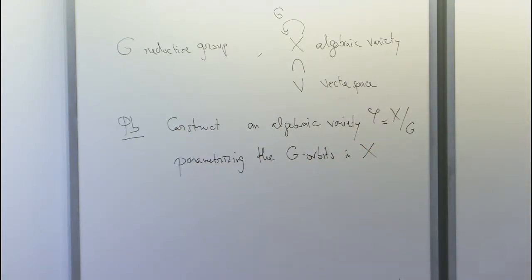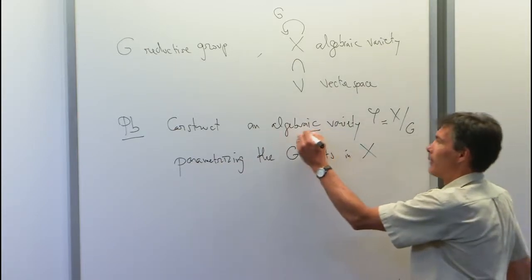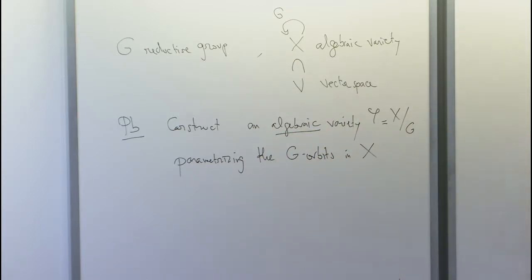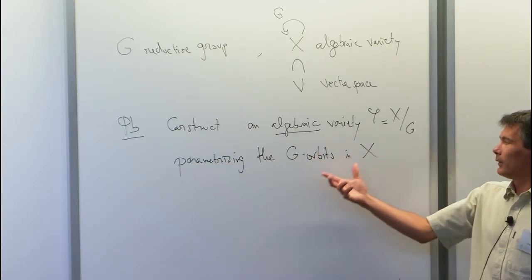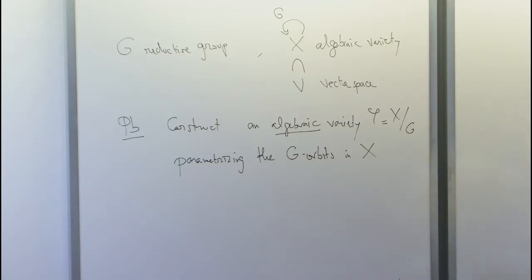Of course, if you forget the algebraic structure, you can just take the orbit space and put a topology on it, but in general it will be far from being an algebraic variety. So here the main constraint is to find this moduli space. You want to think of this as a moduli space parameterizing these objects in X, as itself an algebraic variety.